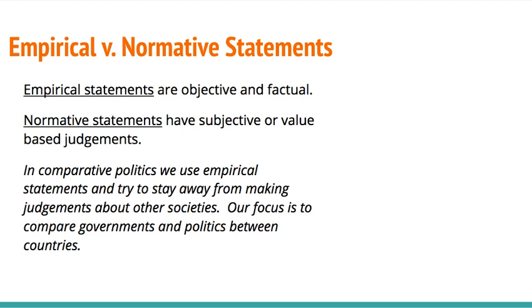It's important to understand that a key part of being a political scientist in comparative politics is that we try to make empirical statements and try to stay away from making judgments about other societies. Our focus is to compare governments and politics between countries as opposed to judge governments and politics. So, for example, empirical statements are objective and factual. An example of an empirical statement would be that before 1991, Iraq had one of the highest rates of literacy and education levels for women in the Middle East. That would be an objective and factual statement.